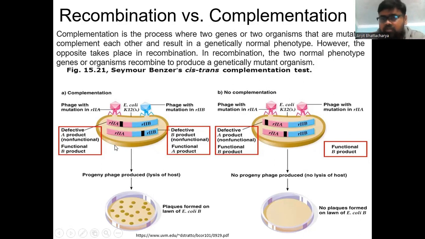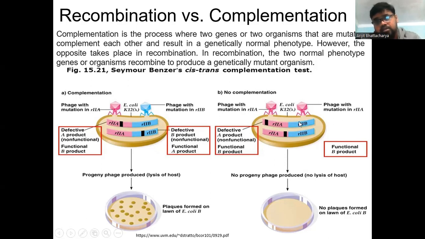So the gene products will be there. This will produce a good copy of R2B. This will produce a good copy of R2A. So now R2B and R2A will both be available to both phages, and therefore they will be able to produce plaques if the mutations are in the trans position. But if the mutations are in the cis conformation, then what would happen?